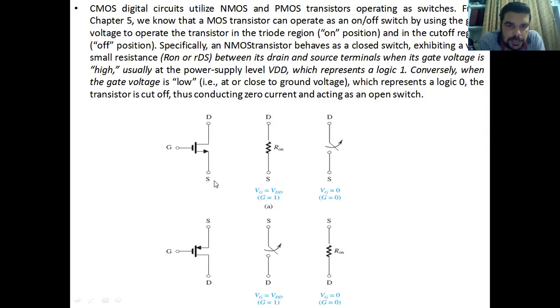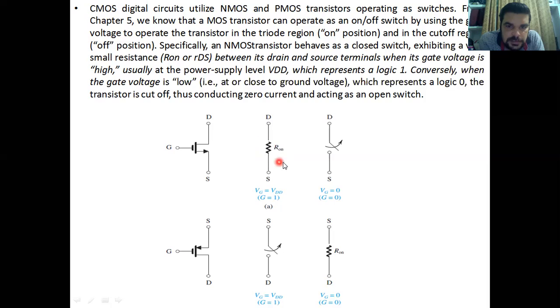If we talk about the NMOS transistor, it will work as a closed switch if the voltage at the gate terminal is greater than the threshold voltage. Then it will work as a closed switch with a resistance R on. Obviously this resistance will be very small, and it works between drain and source. If the gate voltage is less than the threshold voltage, or we can say if the gate voltage is 0, then it will work as an open switch.